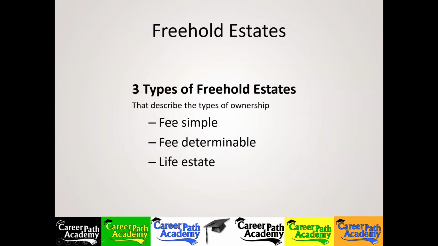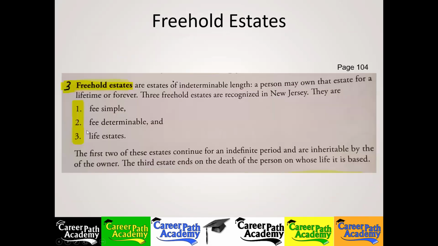Okay. We have three types of freehold estates that we're going to go over in this chapter. They are fee simple, fee determinable, and a life estate. These are the three types of freehold estates that we will be going over in this chapter. So at the top of page 104, let's write the number 3 in front of freehold estates. And then we'll just highlight the three types of freehold estates: fee simple, fee determinable, and a life estate.